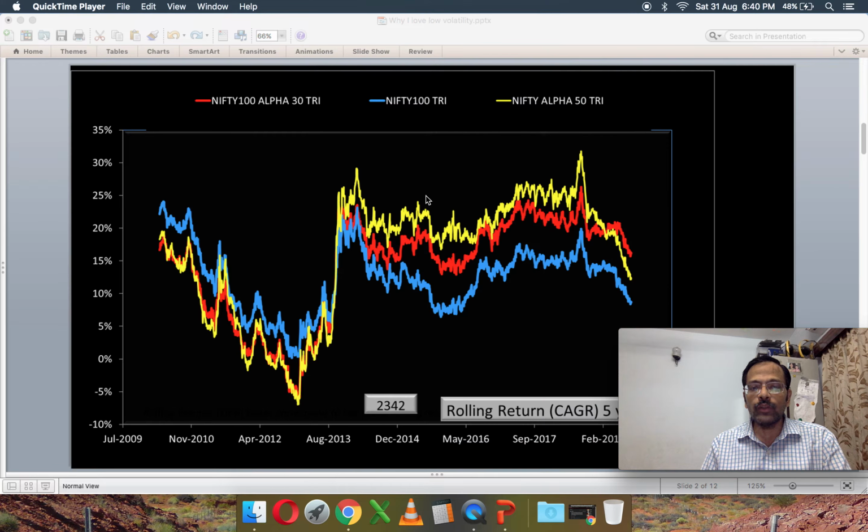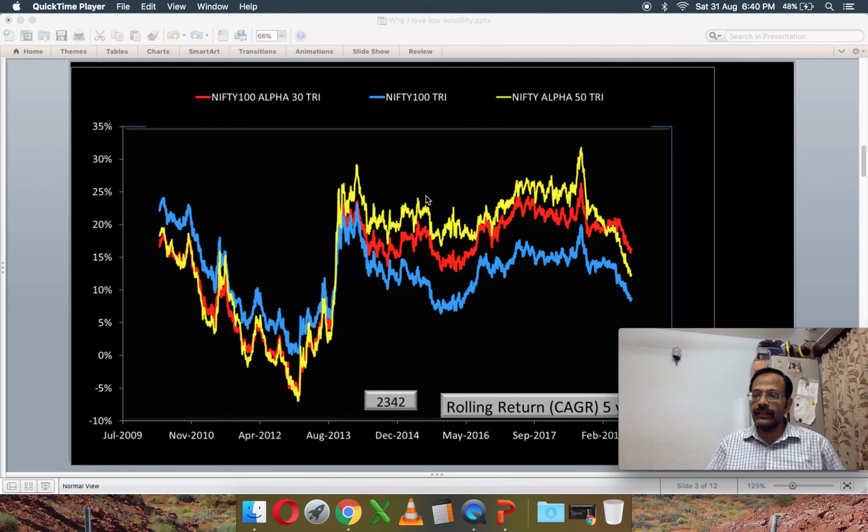So let us compare the two alpha indices that the NSE has with respect to the base index Nifty 100. The red line is the Nifty 100 Alpha 30, which is the new index launched at the end of June 2019. The yellow line is the Nifty Alpha 50. This takes 50 stocks from the NSE 300 and sorts them by alpha, and the stock with the highest alpha gets the highest weightage. In the case of Nifty 100 Alpha 30, a combination of market cap and alpha is used for determining the weight of the stock in the index.